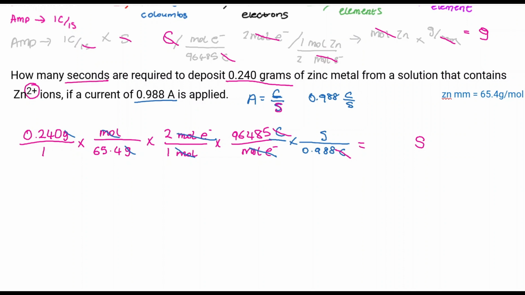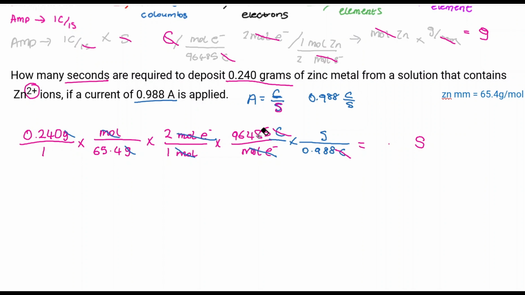for in seconds. If the answer was asking for how many minutes are required, you just divide it by 60 because there's 60 seconds for every minute. And then you divide the amount of seconds by 60 and you get the answer in minutes. But we don't have to do that because we're just asked for the answer in seconds.